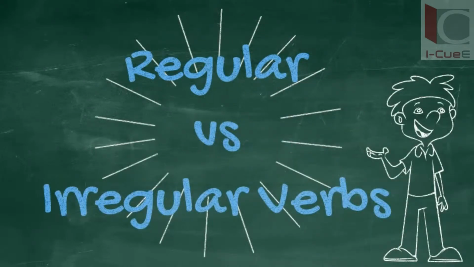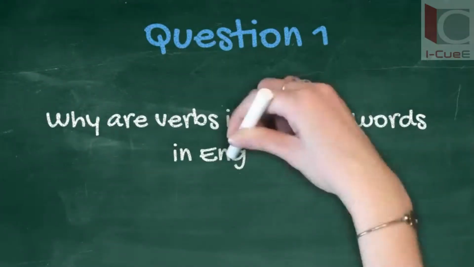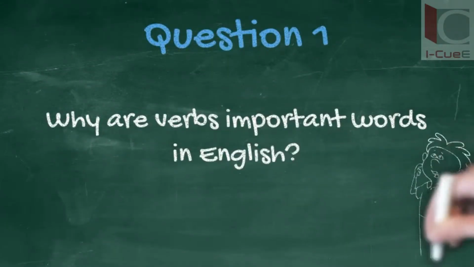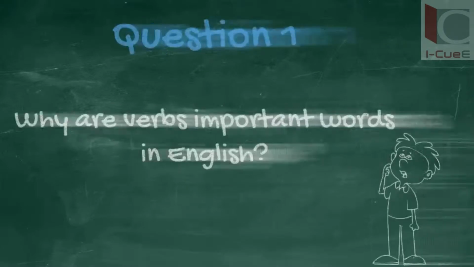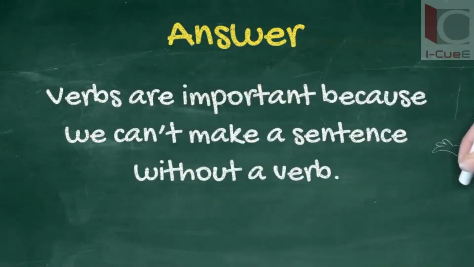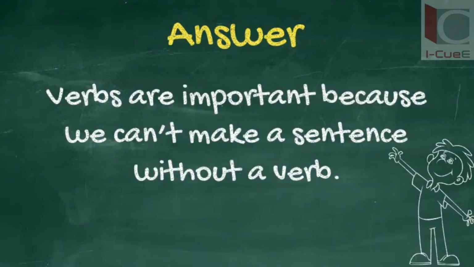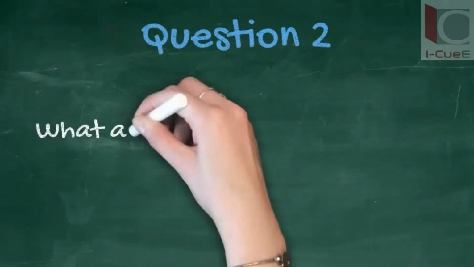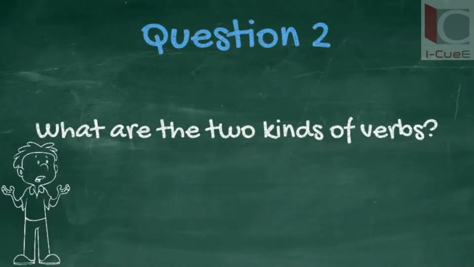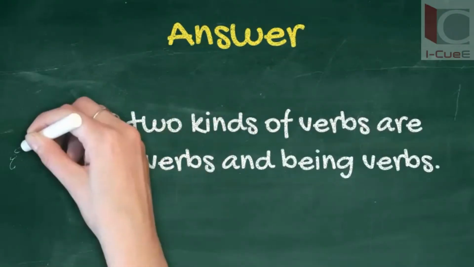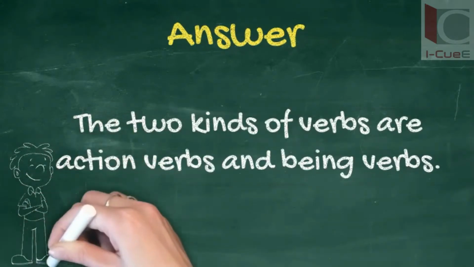Regular versus irregular verbs. Why are verbs important words in English? Verbs are important because we can't make a sentence without a verb. What are the two kinds of verbs? The two kinds of verbs are action verbs and being verbs.